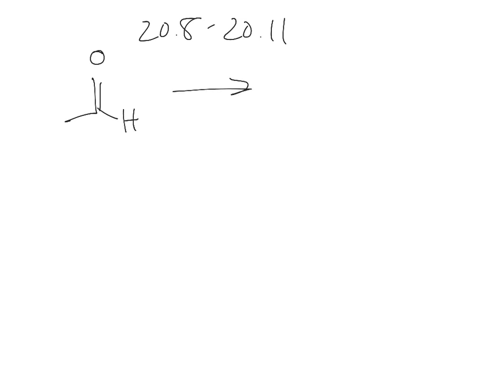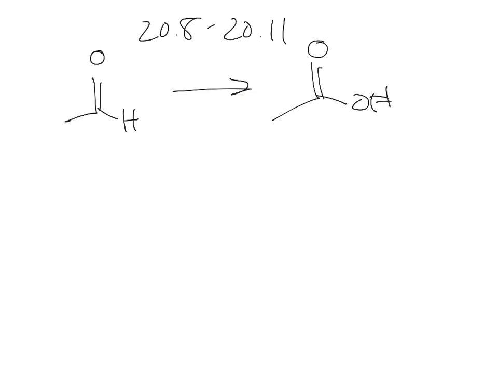Today we're going to go through sections 20.8 to 20.11. So we're going to talk about oxidation of aldehydes briefly, and we're also going to talk about organometallic reagents and how they react with things. So if we think about aldehydes, they look like this. Aldehydes can be oxidized to carboxylic acids.